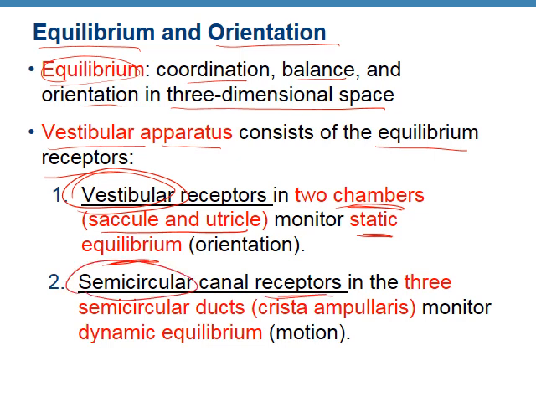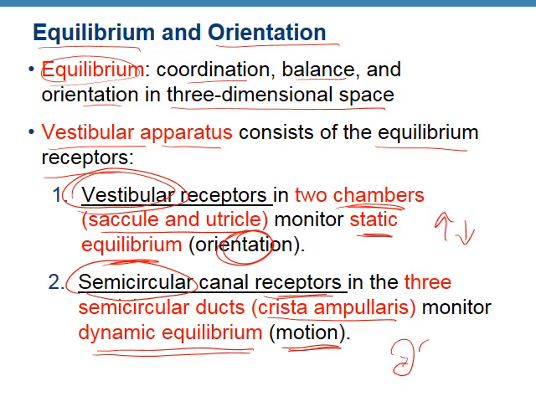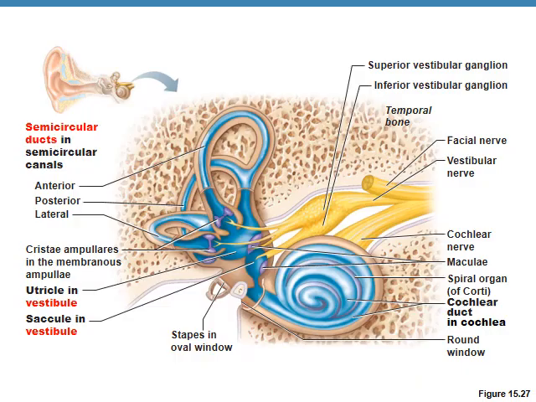Semicircular canal receptors have something called cristae ampullaris, which monitor dynamic equilibrium. This is motion. So where you are in space and time, like upright, or if you're on your head. Motion is going to be angular, right, if you're spinning. Here are the semicircular ducts, and here in the vestibule, we have the utricle and the saccule again. And here are the cristae ampullaris in the semicircular ducts.